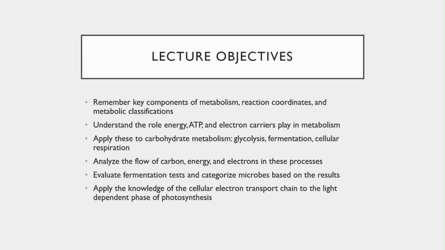The lecture objectives for this lecture are to remember key components of metabolism, reaction coordinates, and metabolic classifications, understand the role of energy, ATP, and electron carriers play in metabolism, apply these to carbohydrate metabolism, including glycolysis, fermentation, and cellular respiration, analyze the flow of carbon, energy, and electrons in these processes, evaluate fermentation tests, and categorize microbes based on the results, and apply the knowledge of the cellular electron transport chain to the light-dependent phase of photosynthesis.